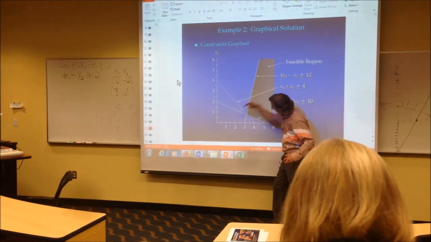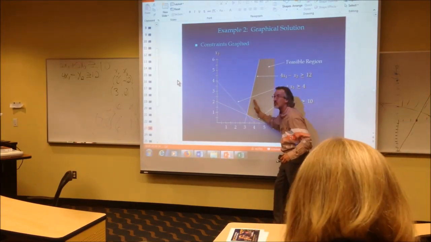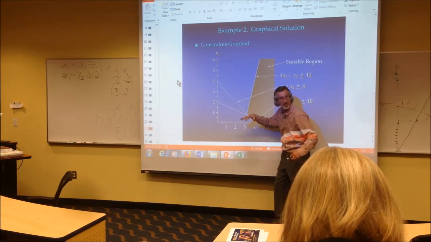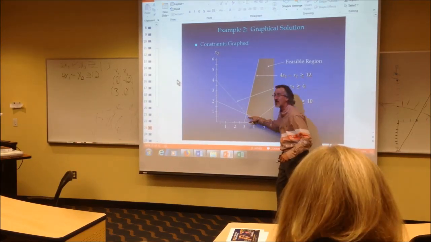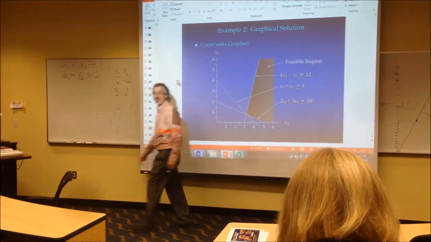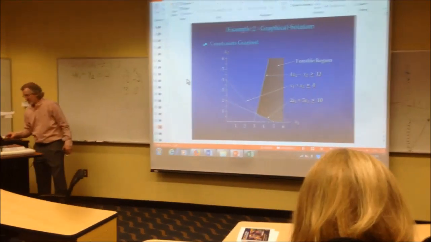We'll see that we need to go that way because it's a minimization problem. The more we go this way, the more the objective function is going down. And we would find that one of these 2 little points right there is our optimal solution. And which one is it?